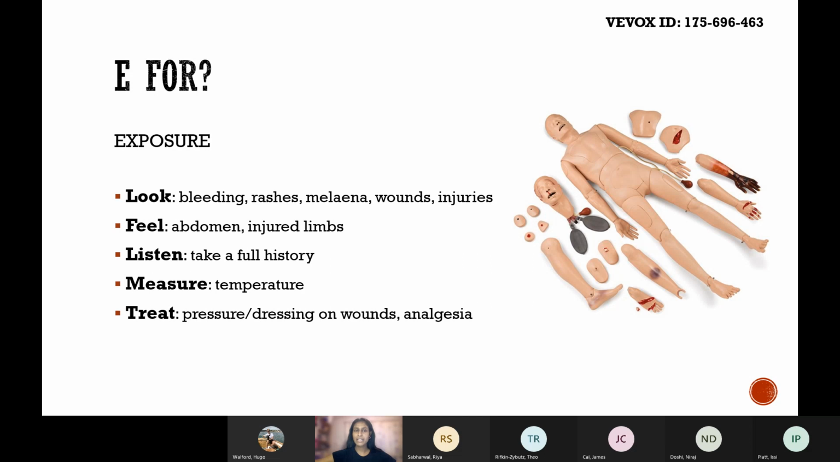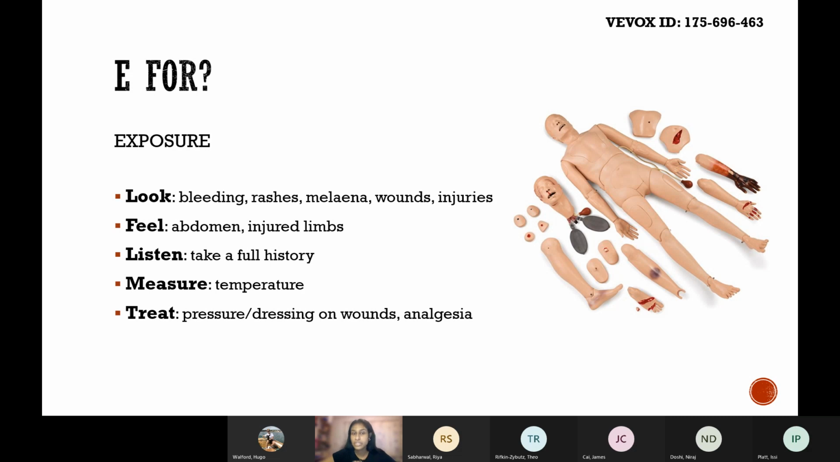At this point, you've got the mannequin, and you're quite literally just moving the blanket away and looking at everything else. Are there any sites of bleeding, any rashes that you might not have noticed until this point, melena, wounds, injuries? You're going to be feeling for any injured limbs and also the abdomen, very importantly, feeling whether the abdomen is soft and non-tender. Yes, James has put, exactly, anything below P, you'd want an anaesthetist. You're going to be taking a full history at listen as well, and then in terms of measure, a temperature, which is very useful. You did the peripheral temperature in C, but this is now measuring the temperature through the ear, or rectal temperature, something along those lines.